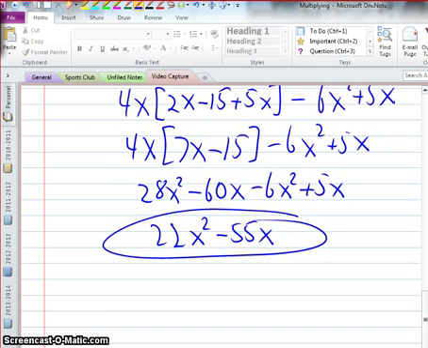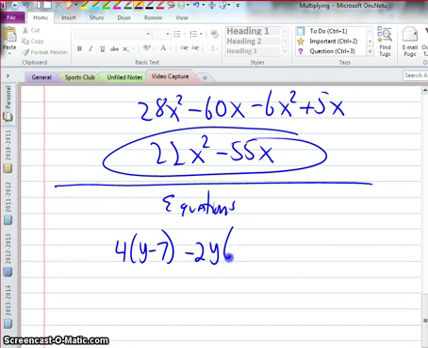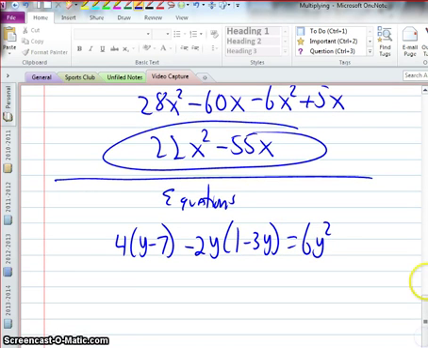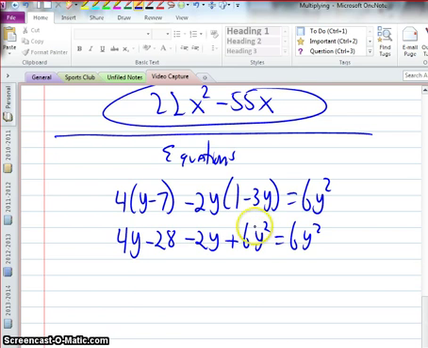And just like we did with the previous examples of polynomials, we're going to have equations when we deal with multiplication as well as addition. So for example here, we've got two sets of distribution on the left-hand side of this equation. This becomes 4y minus 28 minus 2y plus 6y squared equals 6y squared. Notice you've got a 6y squared on both sides of the equation, so they are going to cancel, leaving us with 4y minus 28 minus 2y equals 0.